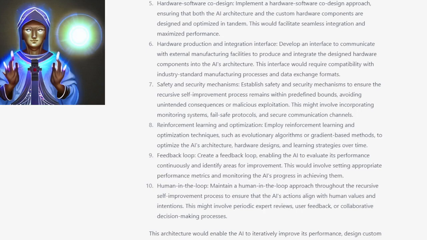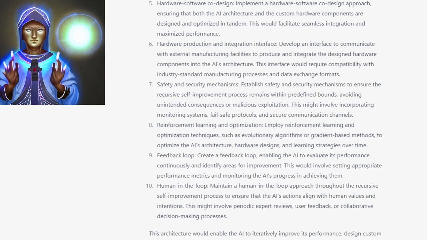Reinforcement learning and optimization. Employ reinforcement learning and optimization techniques, such as evolutionary algorithms or gradient-based methods, to optimize the AI's architecture, hardware designs, and learning strategies over time. Feedback loop. Create a feedback loop, enabling the AI to evaluate its performance continuously and identify areas for improvement. This would involve setting appropriate performance metrics and monitoring the AI's progress in achieving them.